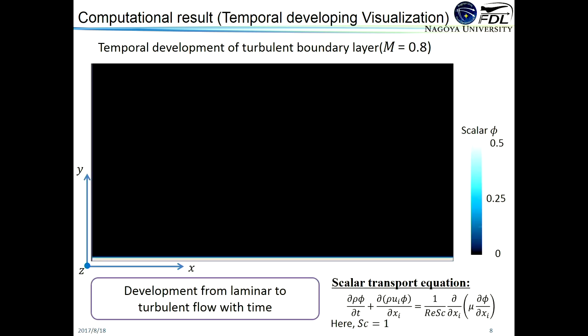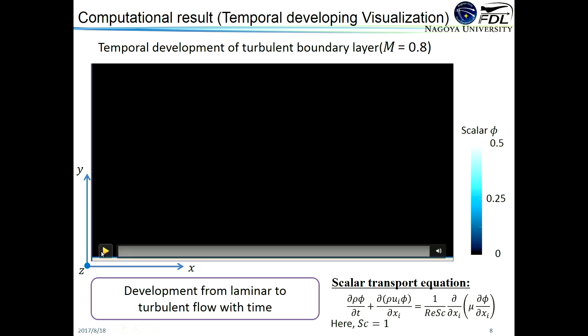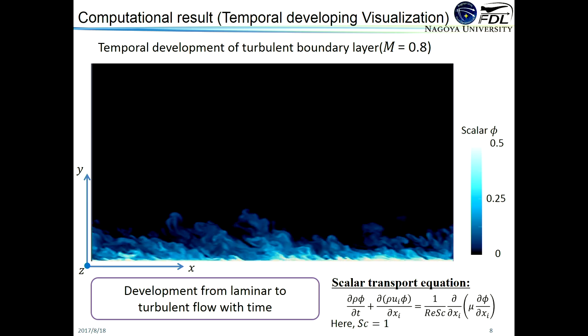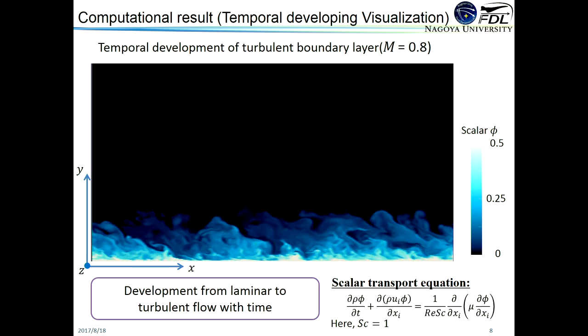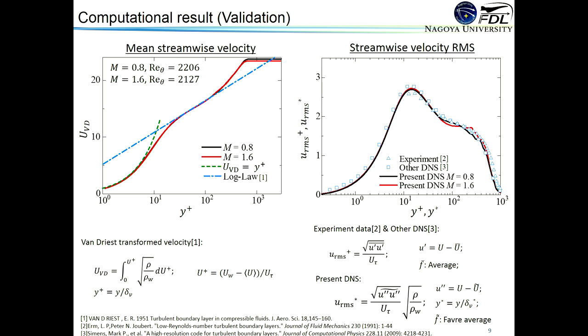This is a visualization of the turbulent boundary layer development. We can see that the boundary layer develops from laminar to turbulent flow. The mean streamwise velocity and the streamwise velocity RMS are shown here. The mean streamwise velocity agrees well with the theoretical law, and the streamwise velocity RMS is compared with experimental data and data from other direct numerical simulations.